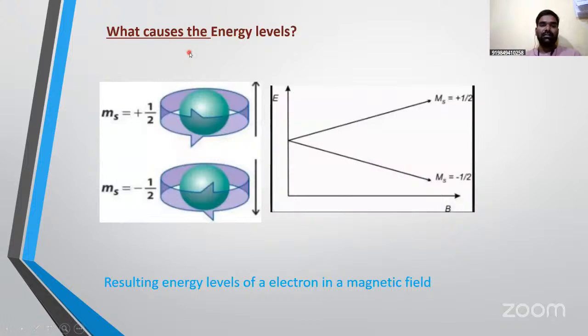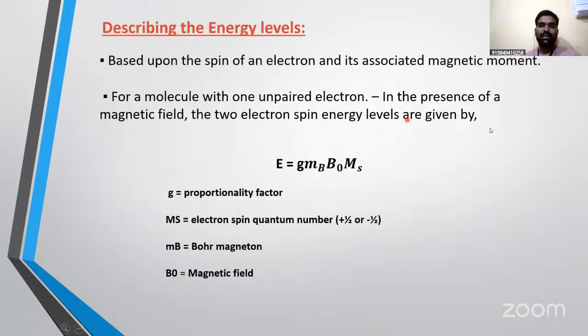What causes the energy levels? When spin is plus half and when spin is minus half, the energy will be split into two resulting energy levels of the electron in a magnetic field. These are the energy levels of the electron, described based upon the spin of the electron and its associated magnetic moment.